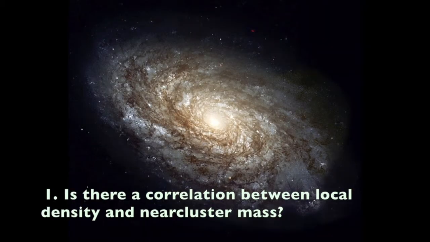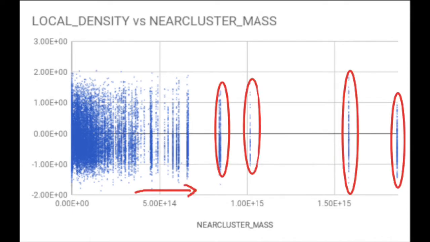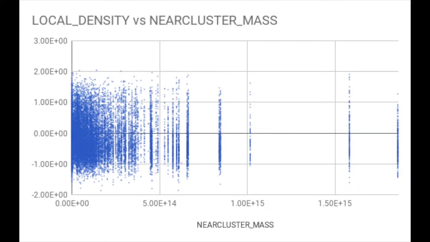The first question we wanted to address was if there is a correlation between local density and near-cluster mass. After plotting the galaxies with near-cluster mass on the x-axis and local density on the y-axis, it is apparent that as near-cluster mass increases, the vertical groupings of galaxies become more scarce.